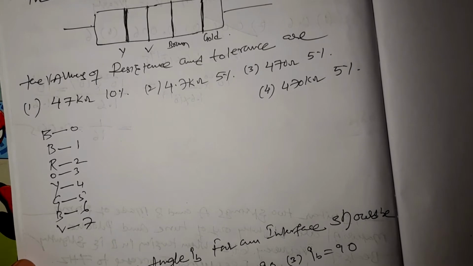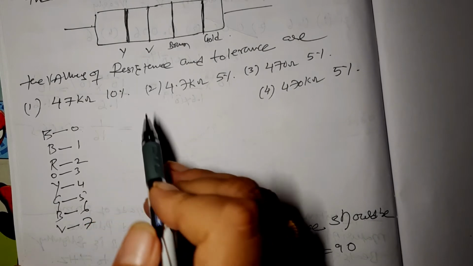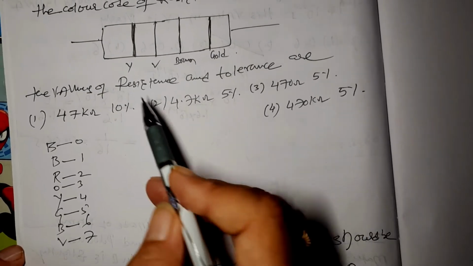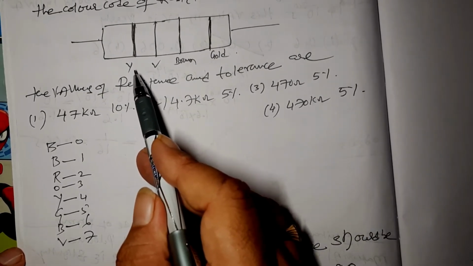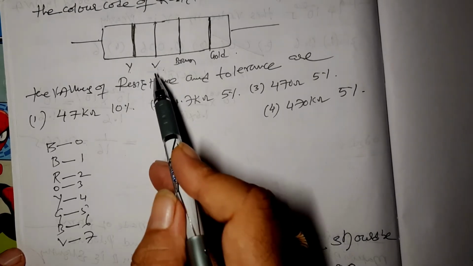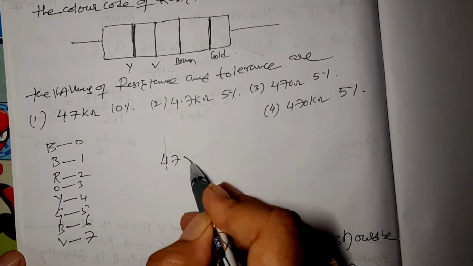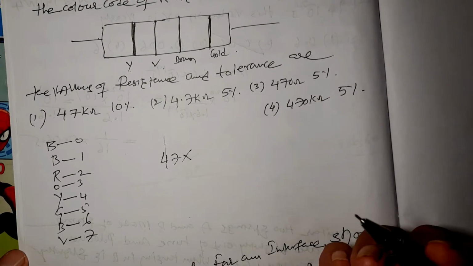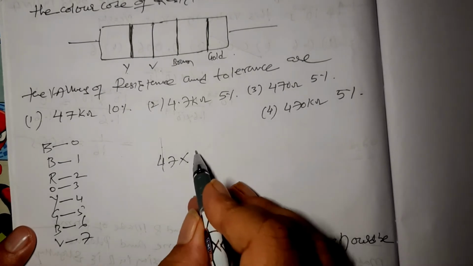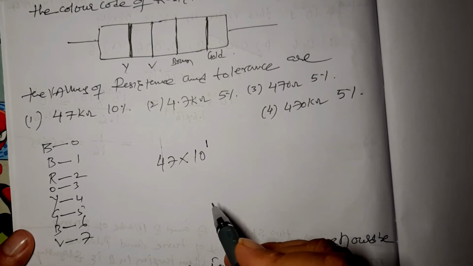The first 2 colors represent 2 significant figures, the 2 digits of the resistance. Y and V: Y means yellow, V means violet. That is 4, 7. The third color represents the decimal multiplier, 10 power. Brown is 1.